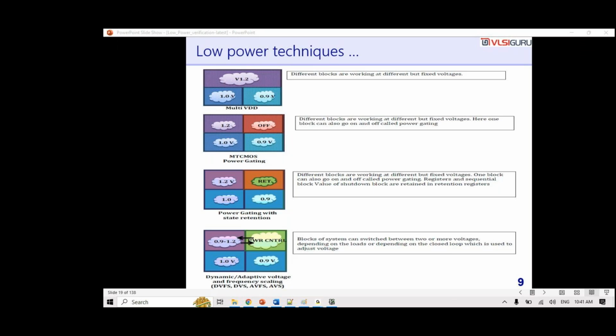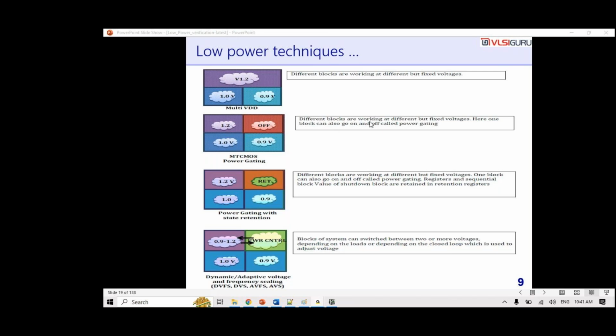The next thing that can be done is the multi-voltage domain with power gating. Here we use something called MTCMOS also. We'll discuss what is MTCMOS. It refers to multi-threshold CMOS power gating. So here we are doing multi-VDD with power gating. This is essentially multiple voltage domains with power gating.